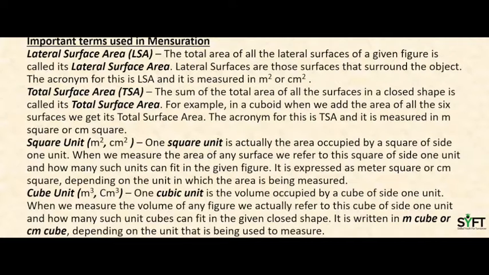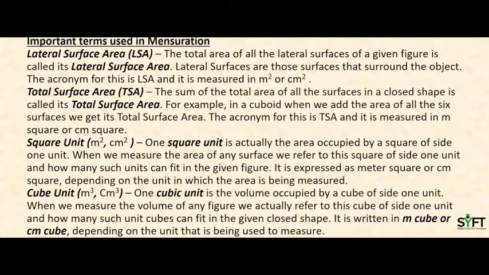Next is square unit: meter square or centimeter square. One square unit is the area occupied by a square of side 1 unit. When we measure the area of any surface, we refer to this square of side 1 unit and how many such units can fit in the given figure. It is expressed as meter square or centimeter square depending on the unit in which the area is being measured.